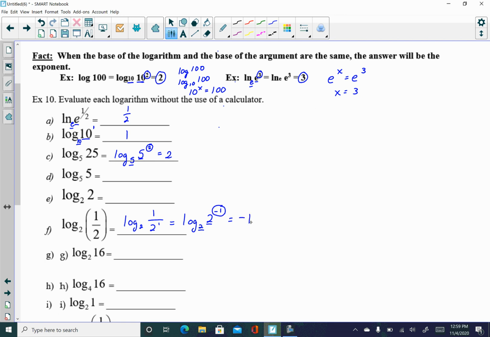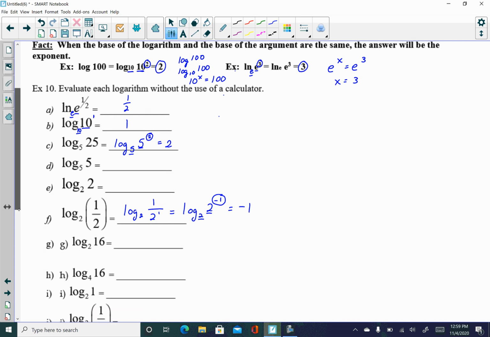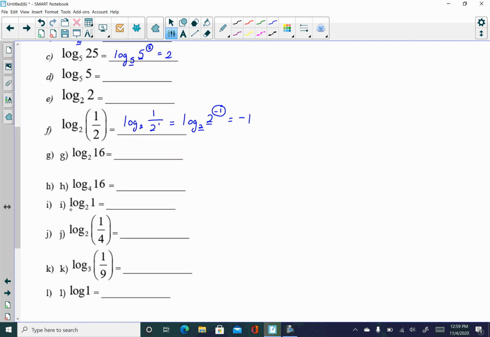Okay, let's scoot on down then and let's look at letter I. In letter I, I have log base 2 of 1. So here, remember, there's no way that I can write 1 as 2 raised to a power. So let's think about what this logarithm means. This logarithm really means 2 to what power equals 1.